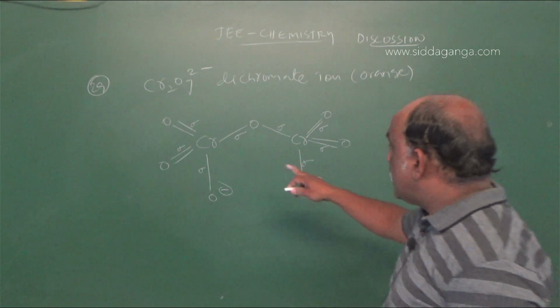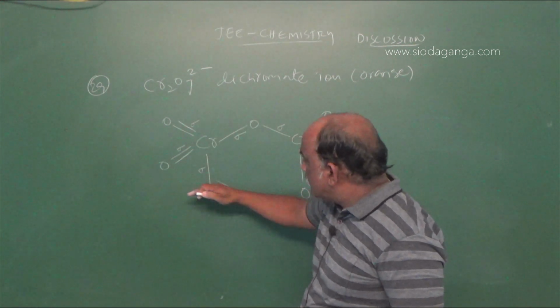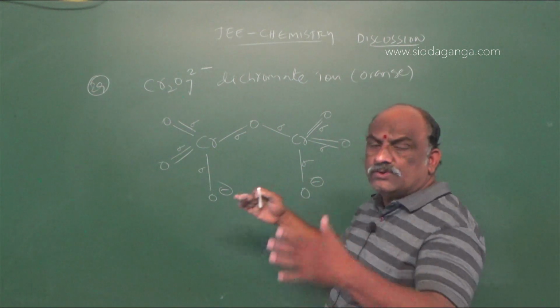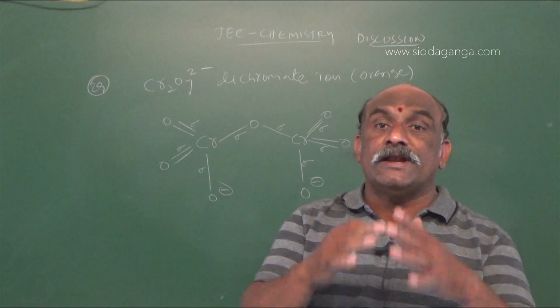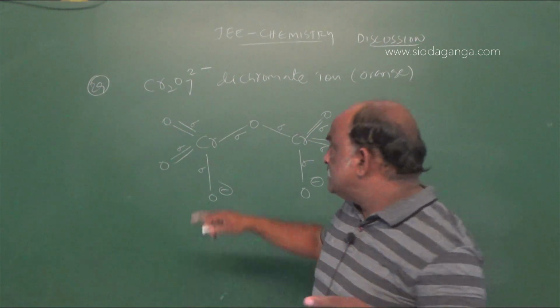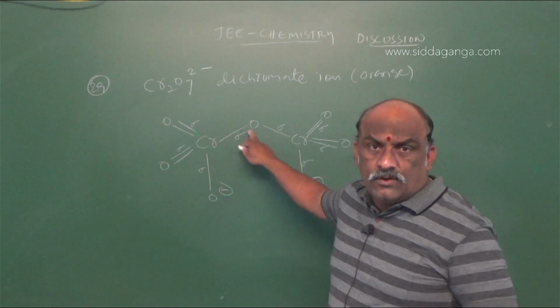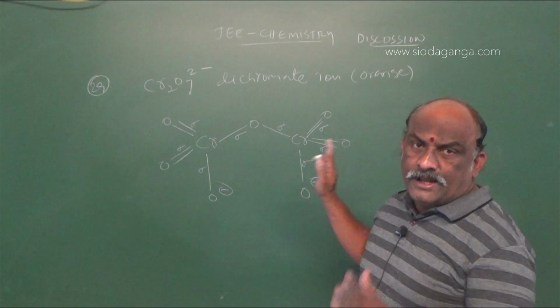Two CrO4 tetrahedral units. This is a CrO4 tetrahedral unit, and this is also a CrO4 tetrahedral unit. These two CrO4 tetrahedral units are joined with one linkage. What is that linkage? The Cr–O–Cr linkage. So this is the structure of dichromate.